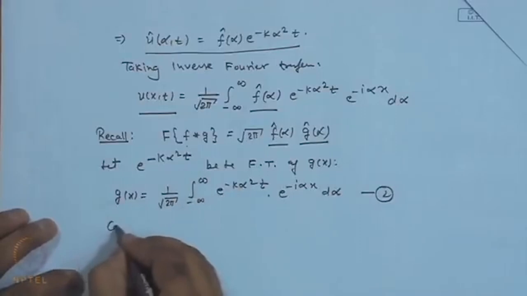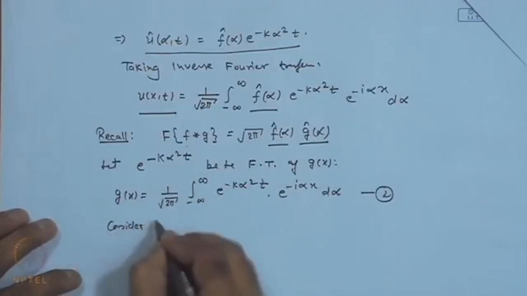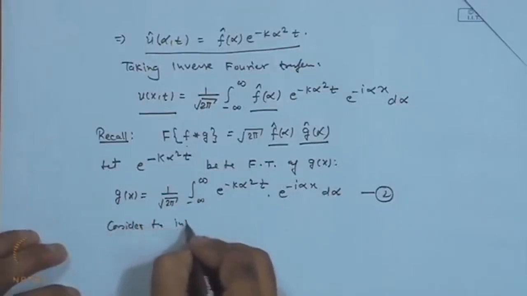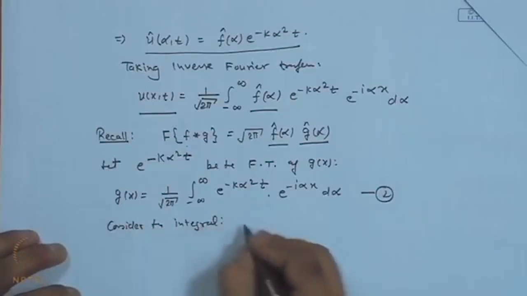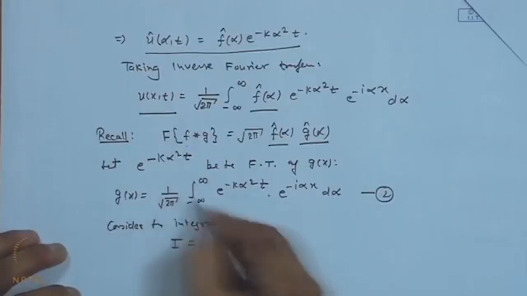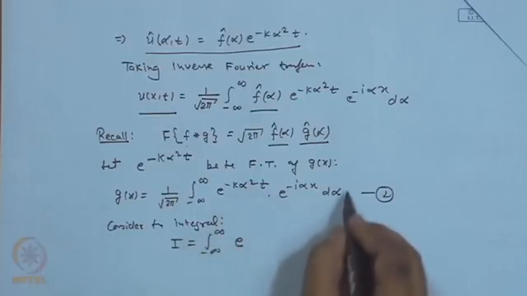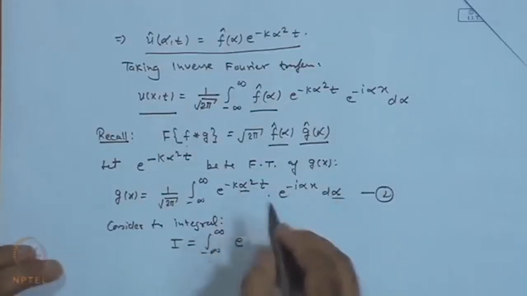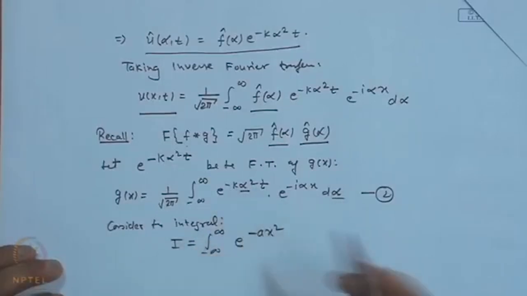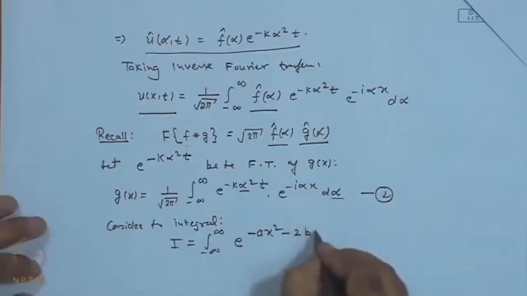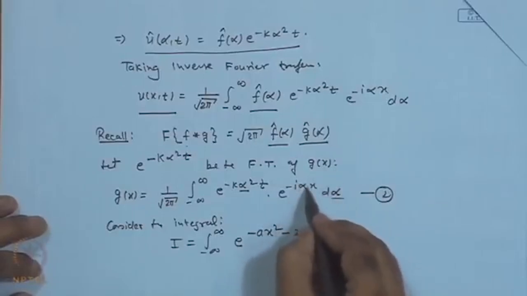For this we consider a bit simplified form. So, consider the integral I, and then we will come back to this integral again, from minus infinity to plus infinity of e to the power minus a x^2 minus 2 b x, dx. Here we have taken some constant times the square, this constant will be k t in our case, and just for simplicity we take 2 b x.